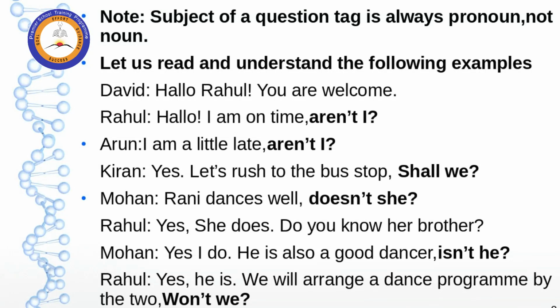If there is a sentence that starts with let us, that is the short form of let's, like "Let us rush to the bus stop", then the tag will be shall we. If in the sentence let me is used, then the tag is shall I. That you have to keep in mind and write it in the notebook.